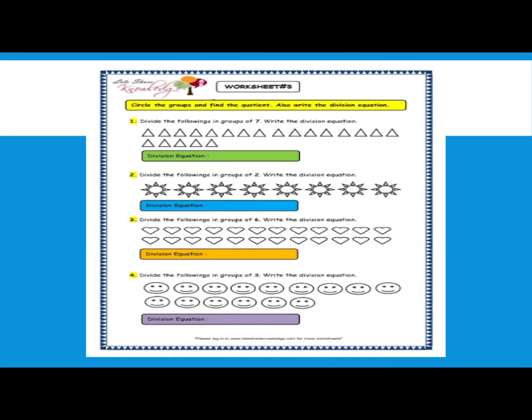Circle the groups and find the quotient. Here divide the following in groups of 7. Now first find out how many triangles are there and divide it by 7. You have to do this. Okay, these are the certain picture figures, picture sums.